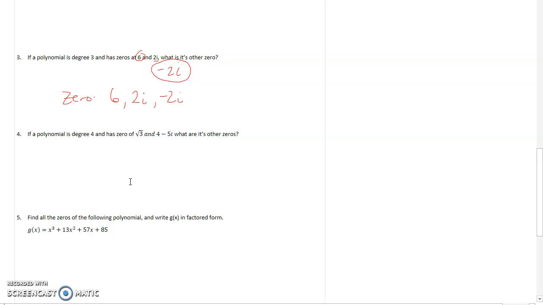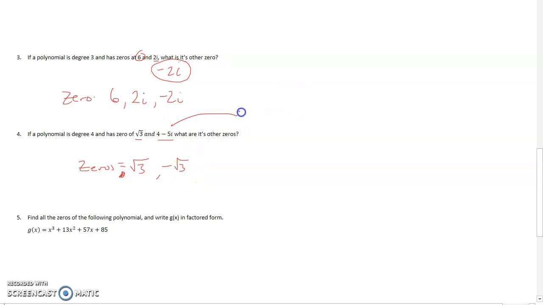If a polynomial has degree 4 and has a zero at radical 3 and 4 minus 5i, we know that the radicals and the imaginary ones come in pairs. So for our zeros, we know radical 3 is one, so negative square root of 3 also has to be a radical. If you think about when you do the quadratic formula, you almost always get these in pairs.